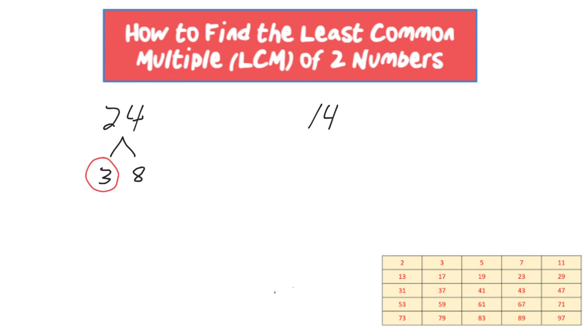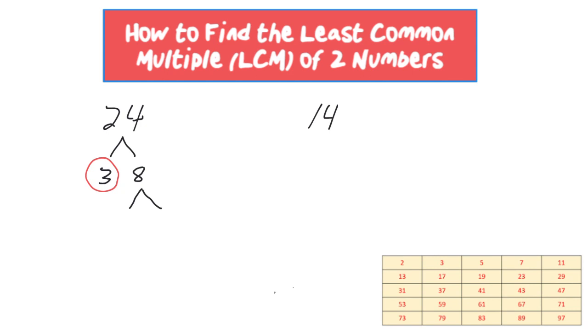But when I look at 8, is 8 a prime number? I look over at my table. No, 8 is not a prime number. And so therefore I need to continue to break 8 down. And so this is why we call it a tree. It looks kind of like a fir tree when it's done, or a Christmas tree.